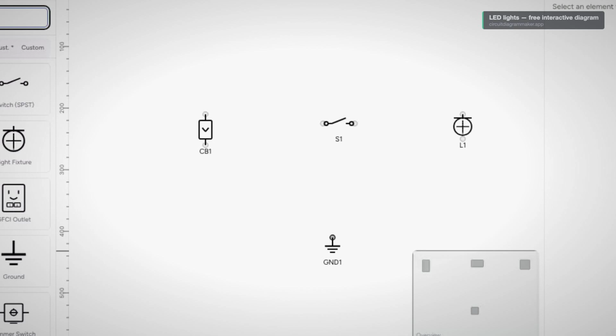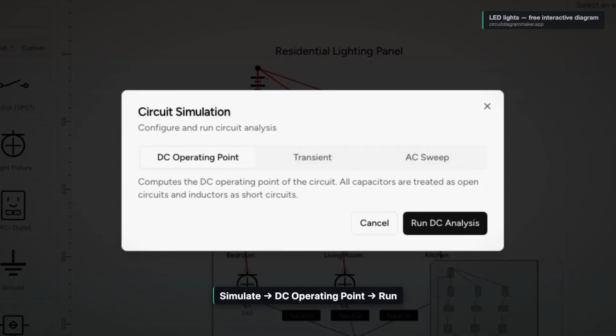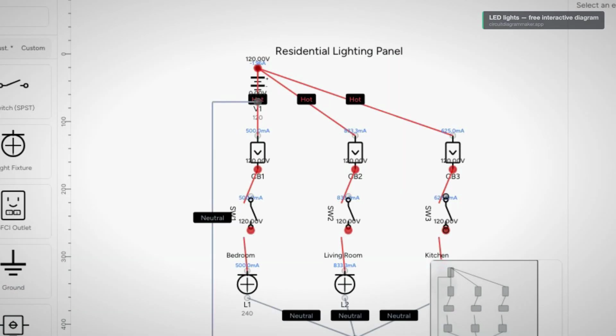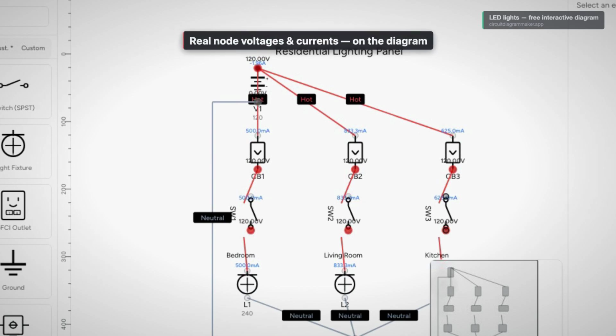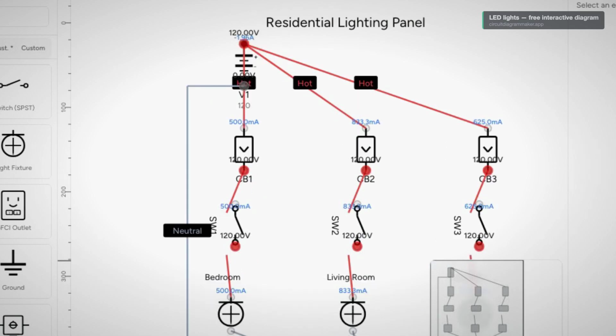And here's the part I love. It actually simulates. Hit Simulate, choose DC operating point, and run it. The built-in engine solves the whole circuit and drops real numbers straight onto the diagram. Voltage on every node, current through every branch. Break the loop, and the numbers fall to 0. No current, no light. It is the fastest way to sanity check a diagram before you ever cut a strip or crimp a connector.